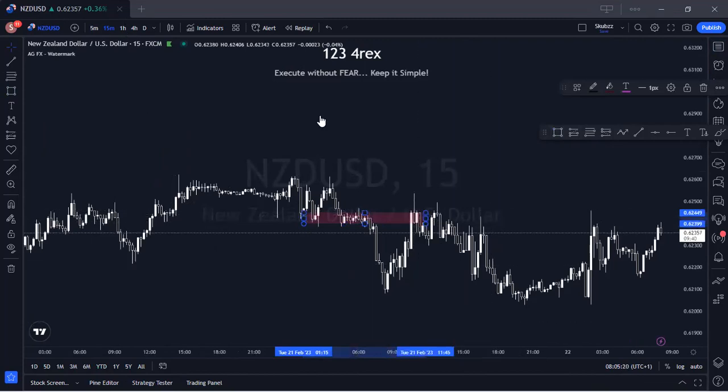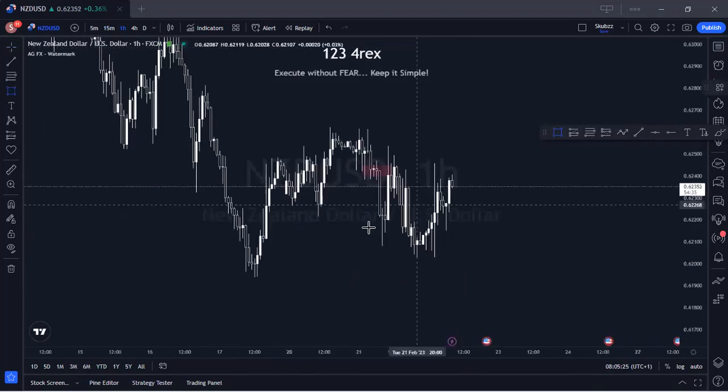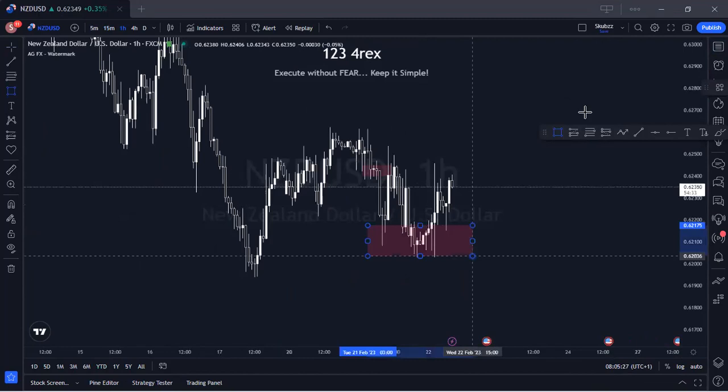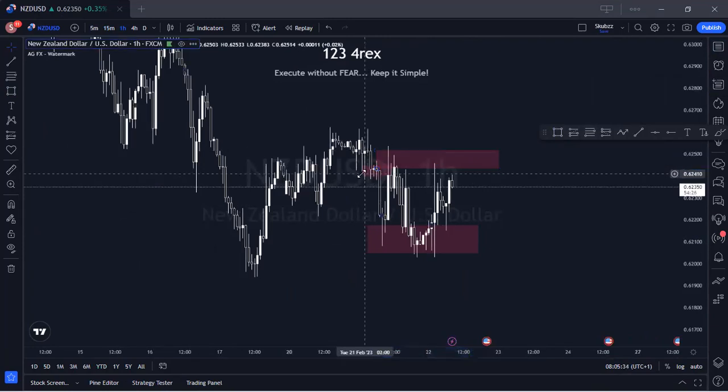Now, price is sort of, I don't want to say it's ranging, but price is in between this support level here and this resistance at the top here. So more or less, we are still ranging right now. So what can we look out for? Let's see what the 4H is looking like.